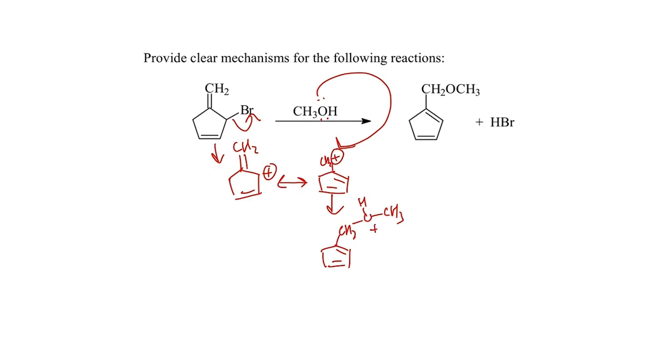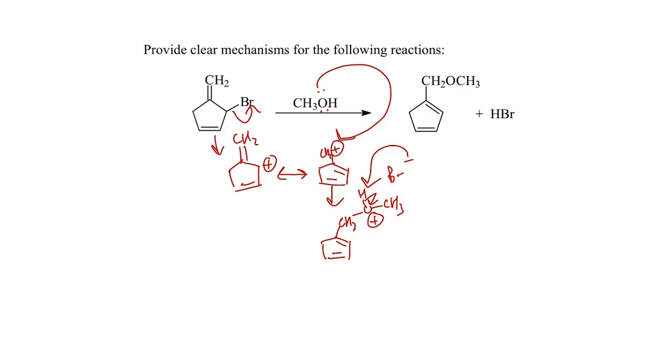And now this oxygen still has a positive charge on it, and it doesn't like that. So what's going to happen is our bromide is still floating around. It's going to come and steal that proton, kick those electrons back onto the oxygen, and then this will give us our final product. So pretty easy, not too bad.